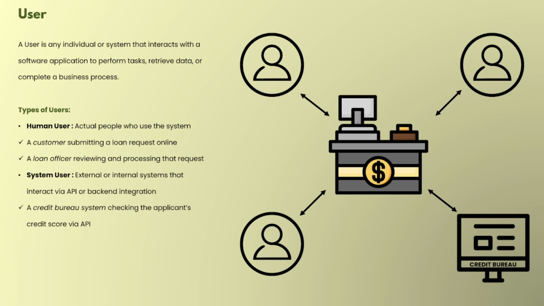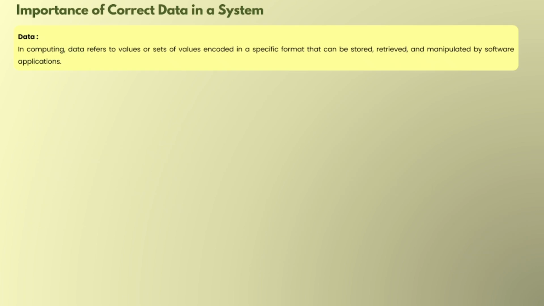Now it's time to understand data and the importance of data. Data in computing refers to a value or set of values encoded in a specific format that can be stored, retrieved and manipulated by a software application. In short, it is oxygen for the software. Software runs on data. In simple terms, data is just information that a computer understands and works with.